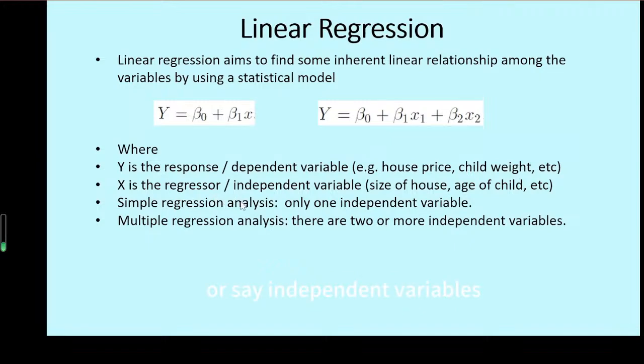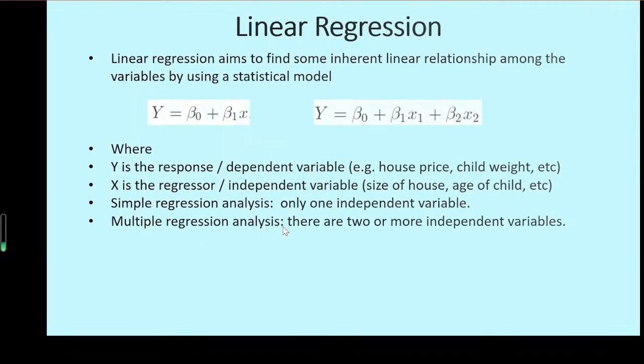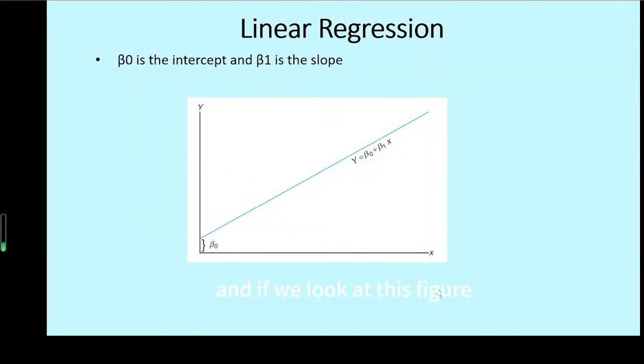Regressor, or say independent variables, just like size of the house and age of child. And if we look at this figure in simple linear regression, we can see a straight line because this is a linear equation. Why do we call it linear? Because beta 1 and beta 0 are only scalars. But x here can be x or x squared, no problem. So linear means the parameter is linear type.